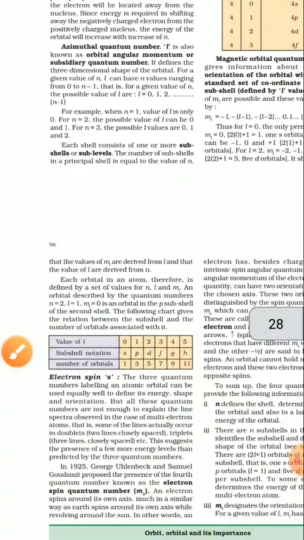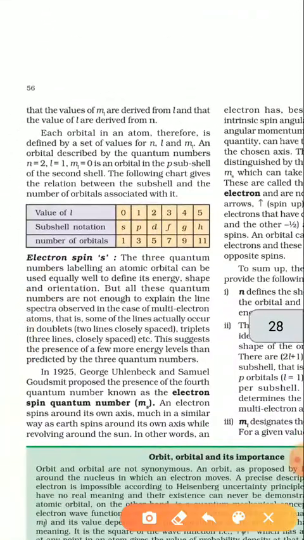So it will go on. S will have a total of 1 orbital, P will have 3, D will have 5, F will have 7. It will go on. We need to understand only this SPDF. That much is necessary for us. Okay.